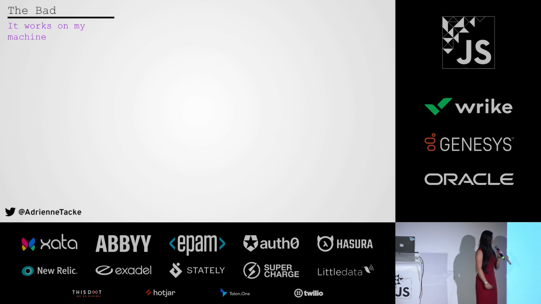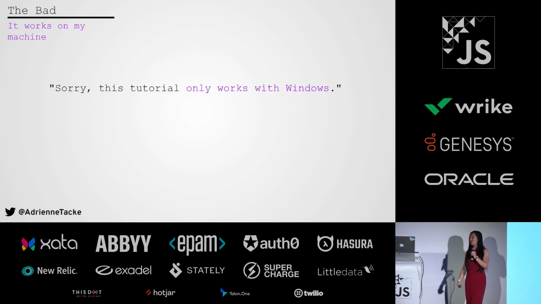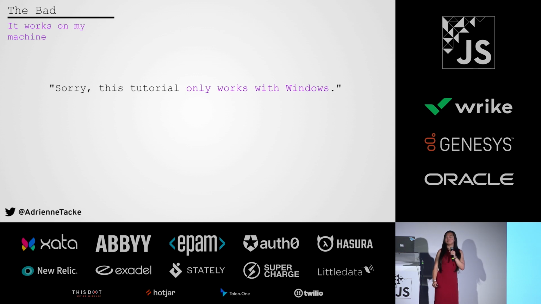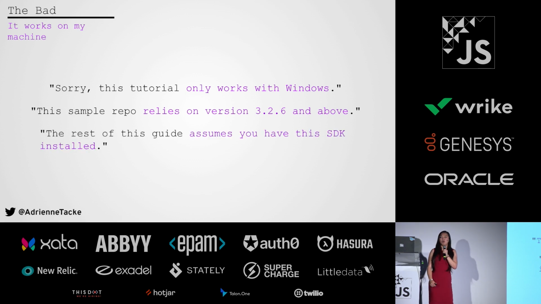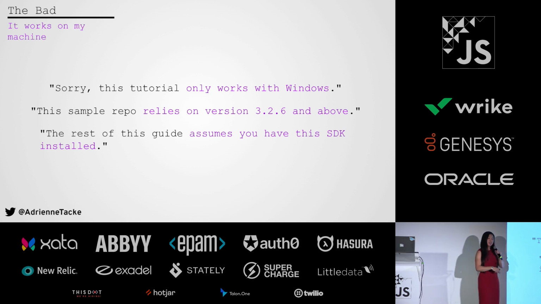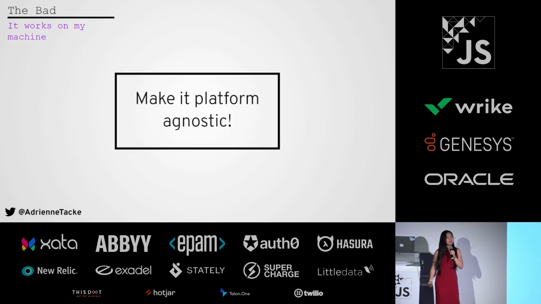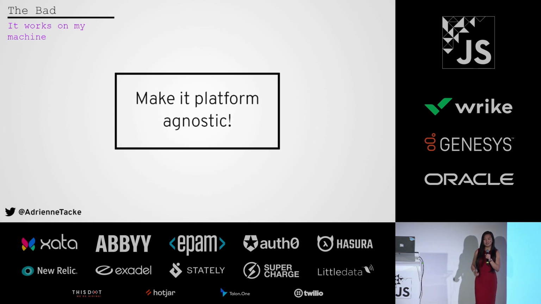So there are plenty of tutorials, learning resources, documentation, that surprisingly are still like this. So they go, sorry, this tutorial only works with Windows. Or this sample repo relies on version 3.2.6 and above. Or the rest of this guide assumes you have this SDK installed. For all of these pieces, rather than just taking the easy way out, rather than just notifying your potential learner that this is what they have to be aware of, take those pieces and make it platform agnostic. Make it easier for the learner. They're already having a hard time because they are about to learn something potentially new.